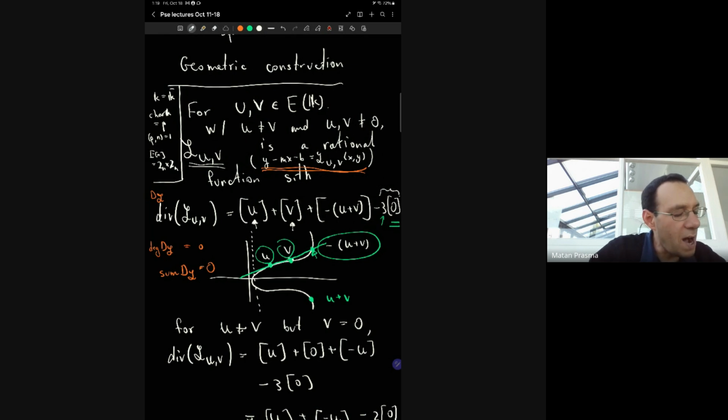Okay. So I want to understand the divisor of L_UV. I know all the zeros of L_UV. These are U, V, and minus U plus V, and we saw that each of them has multiplicity one. Now I look at this equation. I don't even need to know what M and B are. M and B depend on the coordinates of U and V, but all I need to know is that this is a polynomial, a polynomial viewed as a rational function.